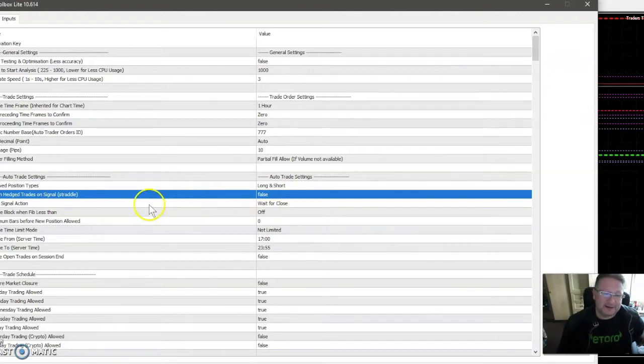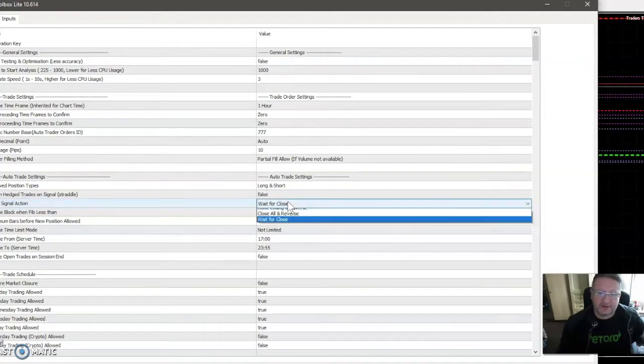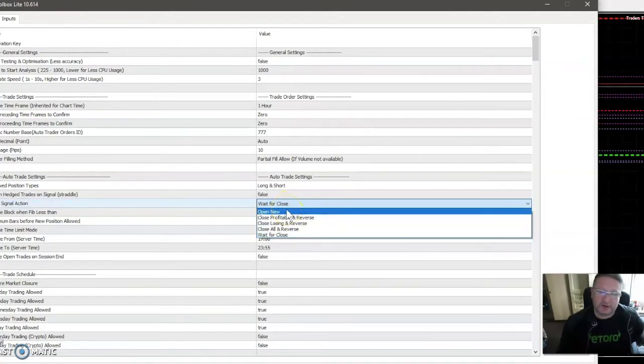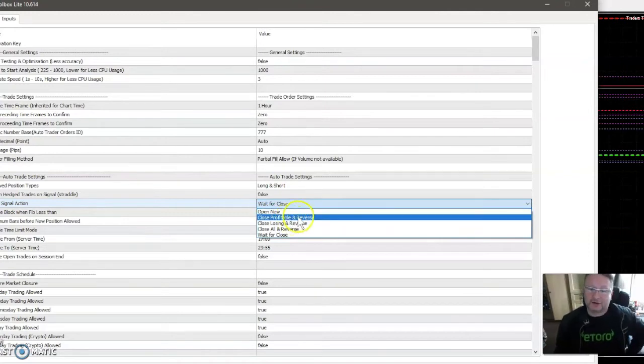The next setting is the new signal action. New signal action is what action you want the Trader's Toolbox to do when a new signal is confirmed. So for instance, the very first option is open new, so it doesn't matter if there's other trades open. This will open a new position with new stop loss and take profits. Then you've got close profitable and reverse, so this will close all the profitable positions which are not in the direction of the current signal, and then open a new position in the direction that the signal has changed to.